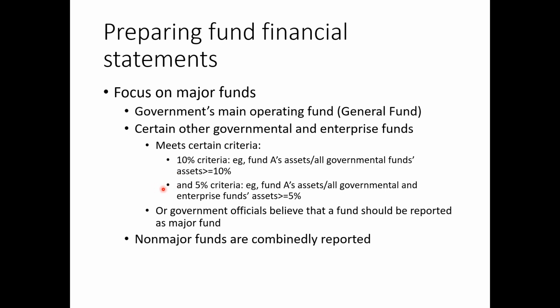But again, we then check step 2, which is the 5% criteria. The same thing: fund A's assets, now divided by all governmental and enterprise funds' assets, will be equal to or greater than 5%. Now we include the enterprise funds also. If it satisfies both the 10% and 5% criteria, we say it's a major fund. Otherwise, it's a non-major fund, and will be reported in a combined column.